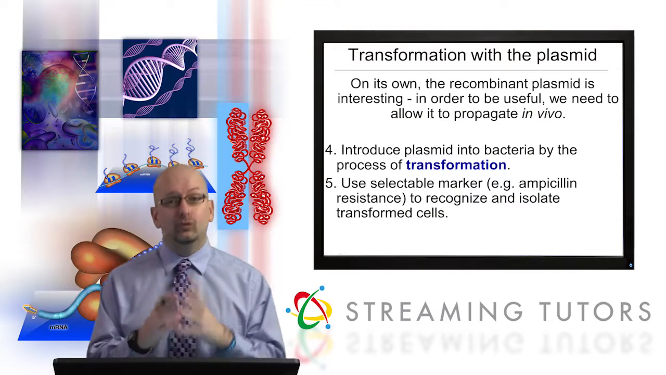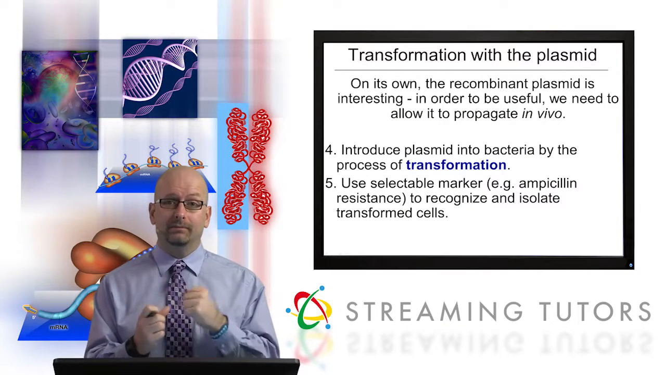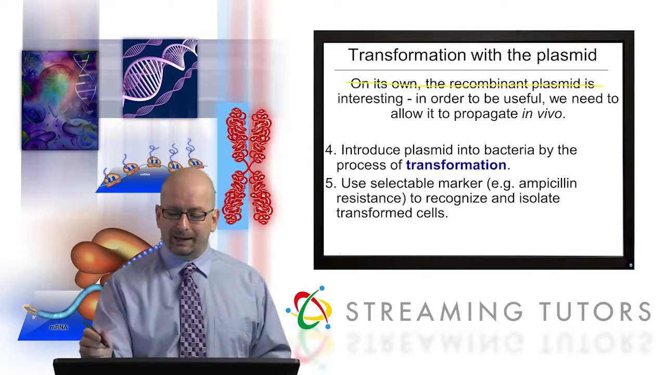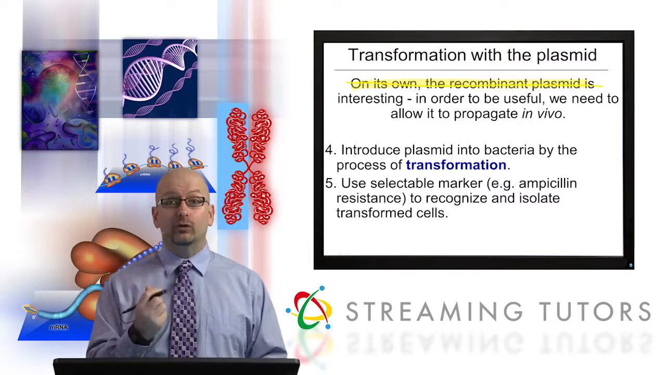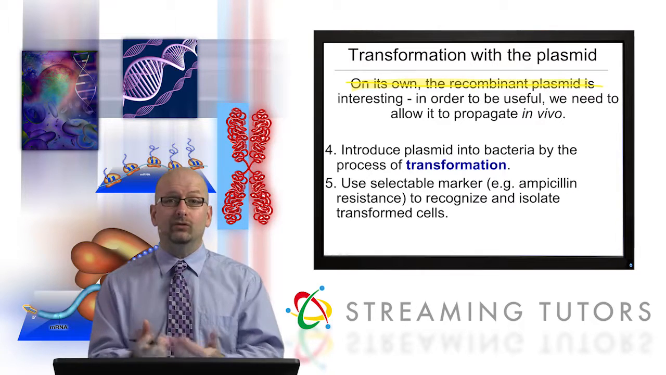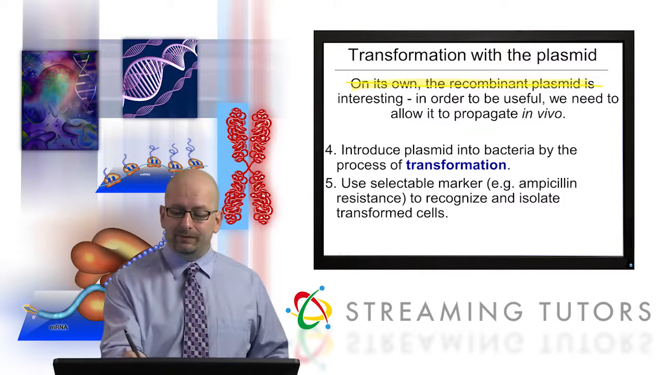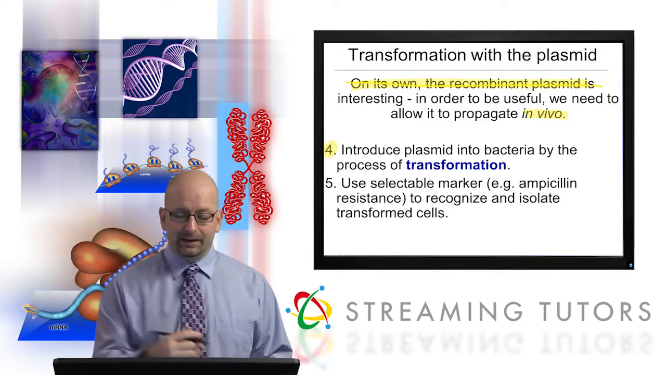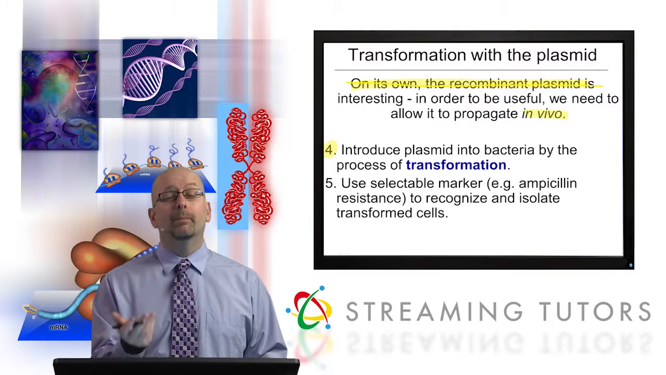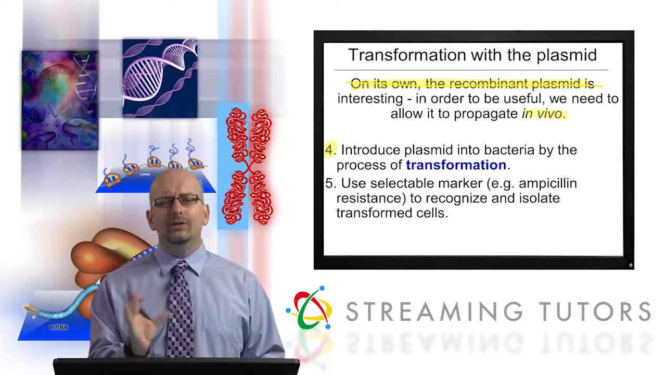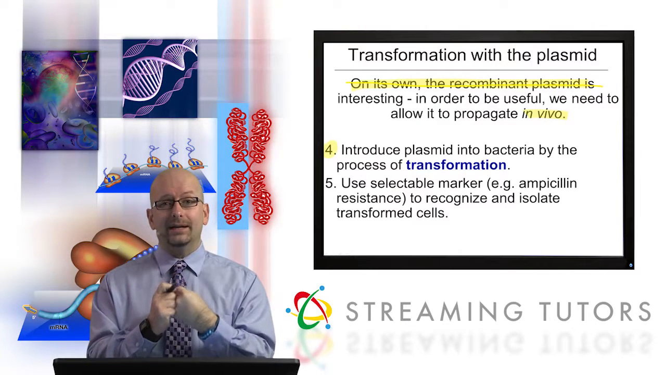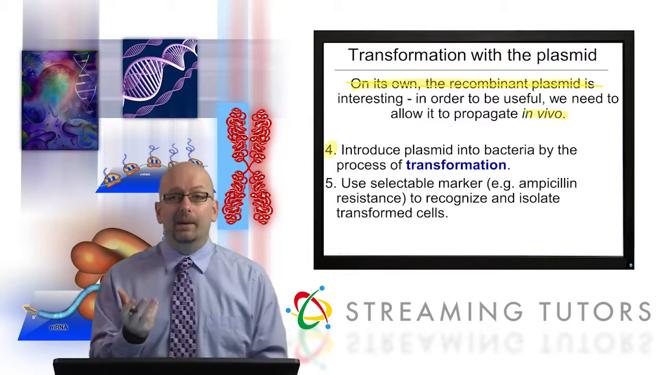Okay, so assuming you understand that we now have that recombinant DNA molecule, on its own, the recombinant plasmid is very interesting, but in order for it to be useful, we have to allow it to propagate itself, right? Copy itself in vivo, which means in a living thing, which means we're going to have to take that plasmid and put it into a bacterium by a process called transformation. We discussed transformation briefly before. Remember, it's the uptake of naked DNA by a bacterium.